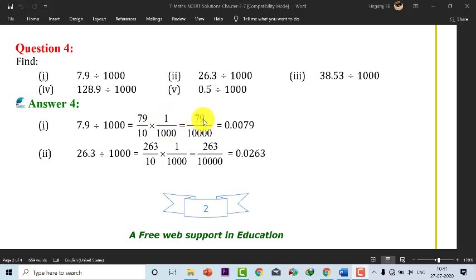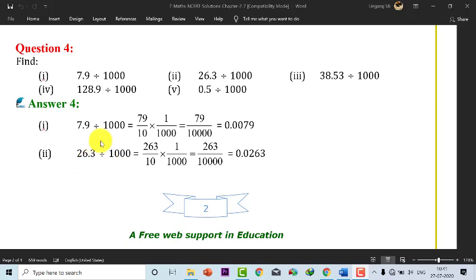79 into 1 is 79, 10 into 1000 is 10,000. So the decimal form of this 79 by 10,000 is 0.0079. Next, the second one, 26.3 divided by 1000.